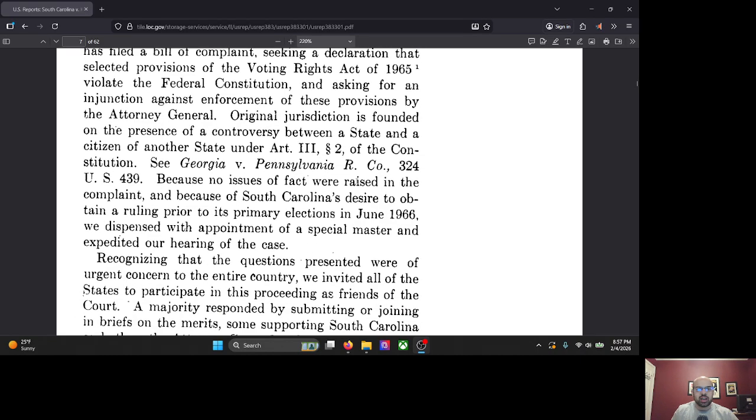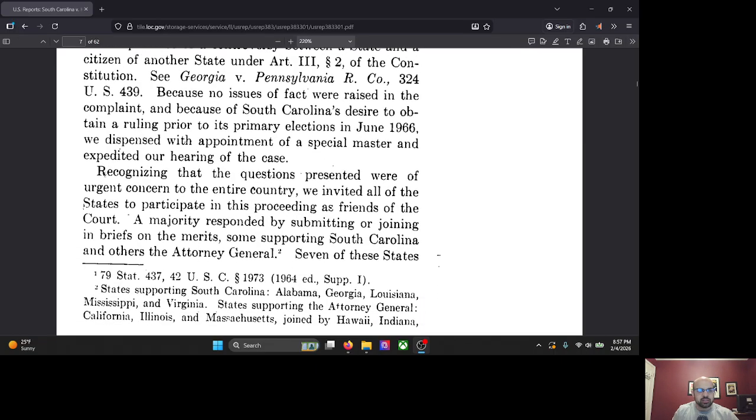Because no issues of fact were raised in the complaint, and because of South Carolina's desire to obtain a ruling prior to its primary elections in June 1966, we dispensed with appointment of a special master and expedited our hearing of the case. Recognizing that the questions presented were of urgent concern to the entire country, we invited all of the states to participate in this proceeding as friends of the court.